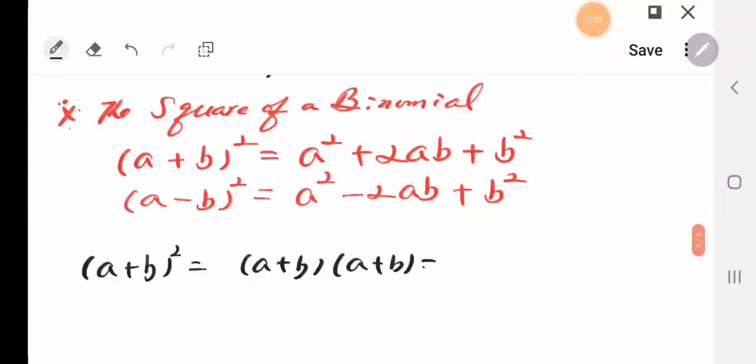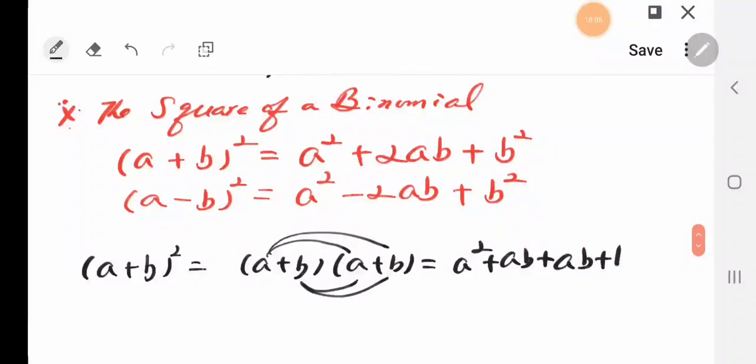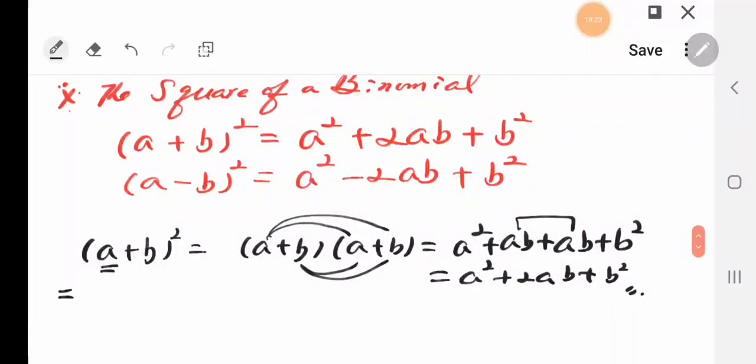So using the FOIL method, it will be a squared plus ab plus another ab plus the last one, b squared. When you combine these two, that is 2ab plus b squared. This takes time, so we will just use the formula, which squares the first term, so it will be a squared, plus, multiply the exponent and the first term and the second term, which is 2ab, so 2 times a times b, and finally square the last term.